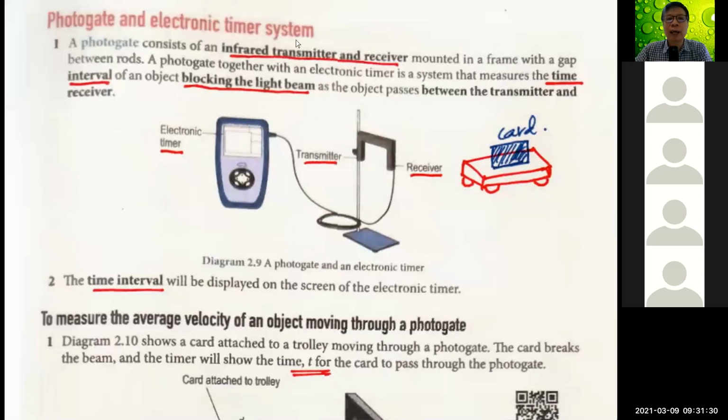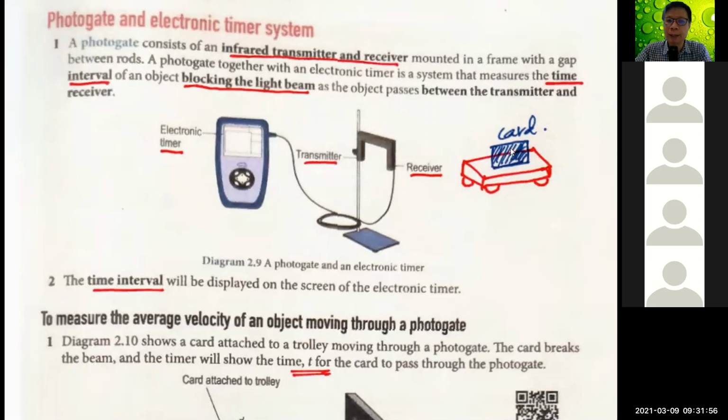Infrared transmitter and receiver are mounted in a frame with a gap between the rod. Here is the gap. A photogate together with an electronic timer: the whole set has to be connected together to work together. They measure the time interval of an object blocking the light beam.